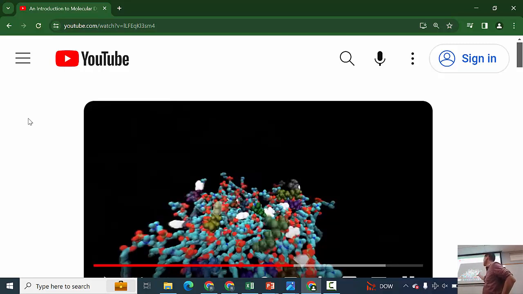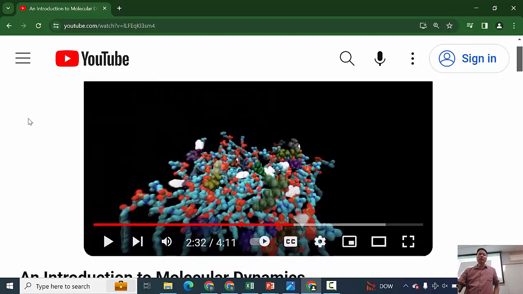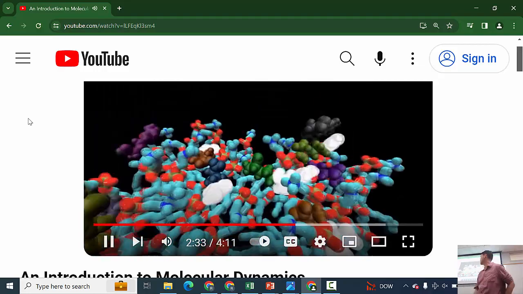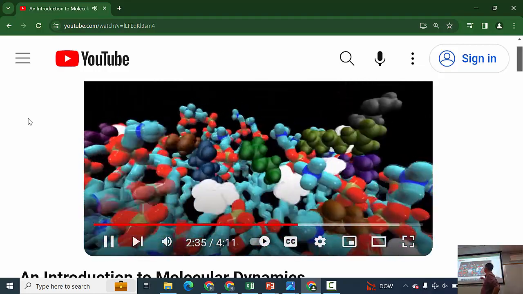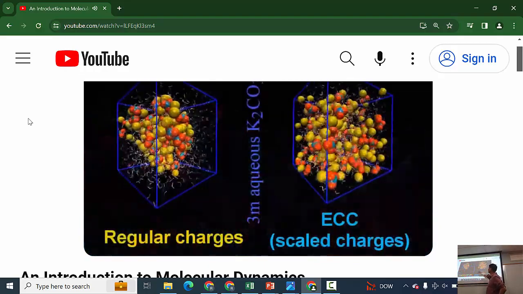This has been slowed down also. The time scale has been really slow motion. This is slow motion. And usually in molecular dynamics, you can see the time scale here. But this would be a mixture.